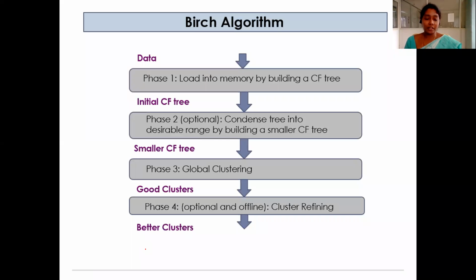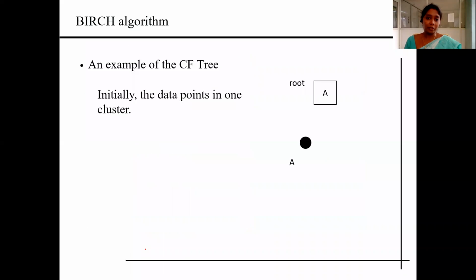As we discussed in the last class, there are different phases of the BIRCH algorithm. In the first phase, we load the tree: we construct the tree by a single scan of the database. After that, we need to condense the tree into a desirable range. After that, we can construct the global clustering by merging the subclusters in the leaf nodes. And finally, we can refine the finally generated clusters. So these are the different phases.